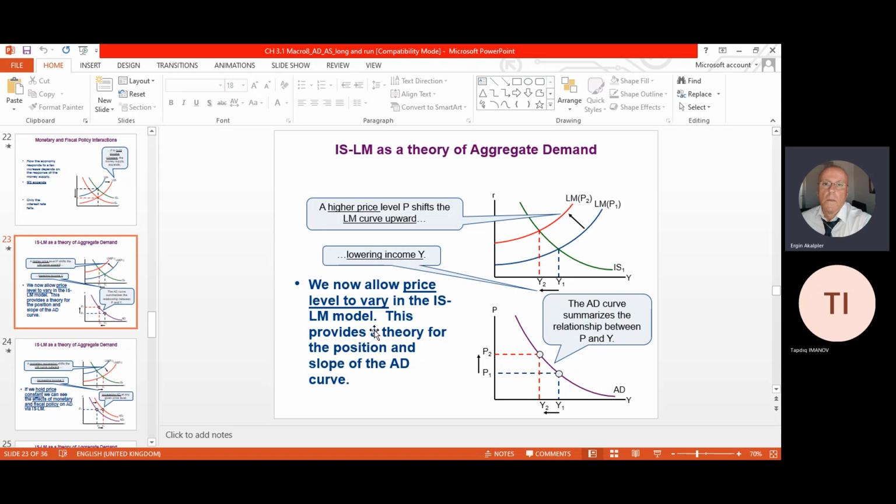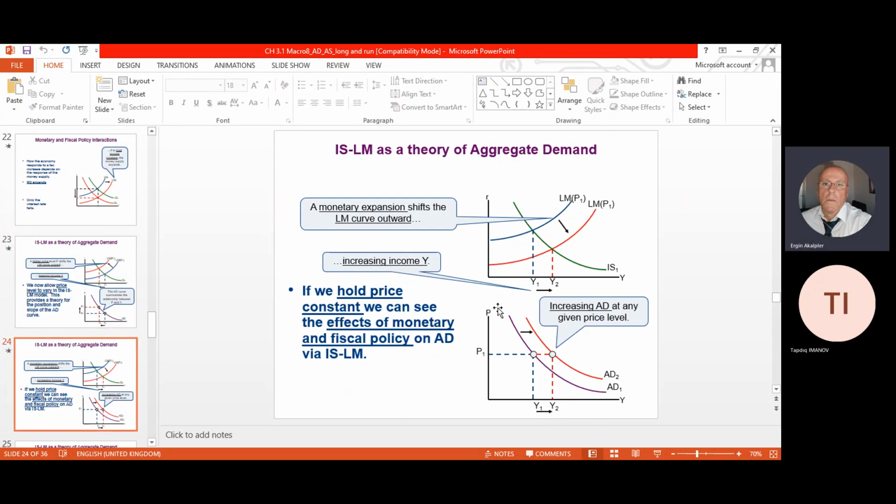We now allow the price level to vary. Let's think that the price is now affected. On the graph we have the aggregate demand curve in the lower part of the slide. The aggregate demand curve is the relationship between aggregate demand and price. As you see, when the price level goes up, the output shifts to a lower level, as indicated in the first graph.